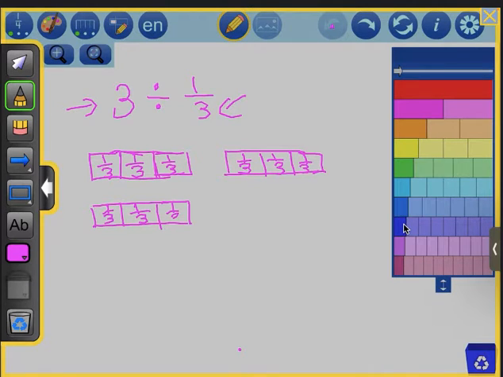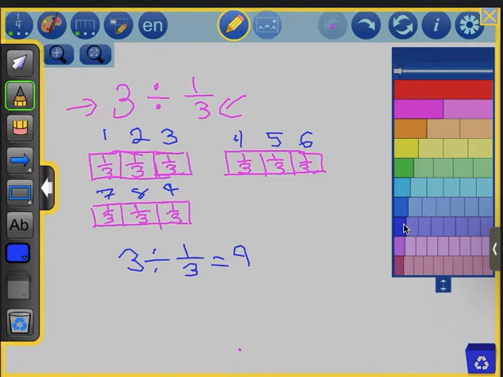Now I want to know how many 1/3s I have. And I know just by looking at it, I can count, right? And I can count 1, 2, 3, 4, 5, 6, 7, 8, 9. So I have 9 1/3s, right? So I can fit 9 1/3s into 3 wholes. So 3 divided by 1/3 equals 9.